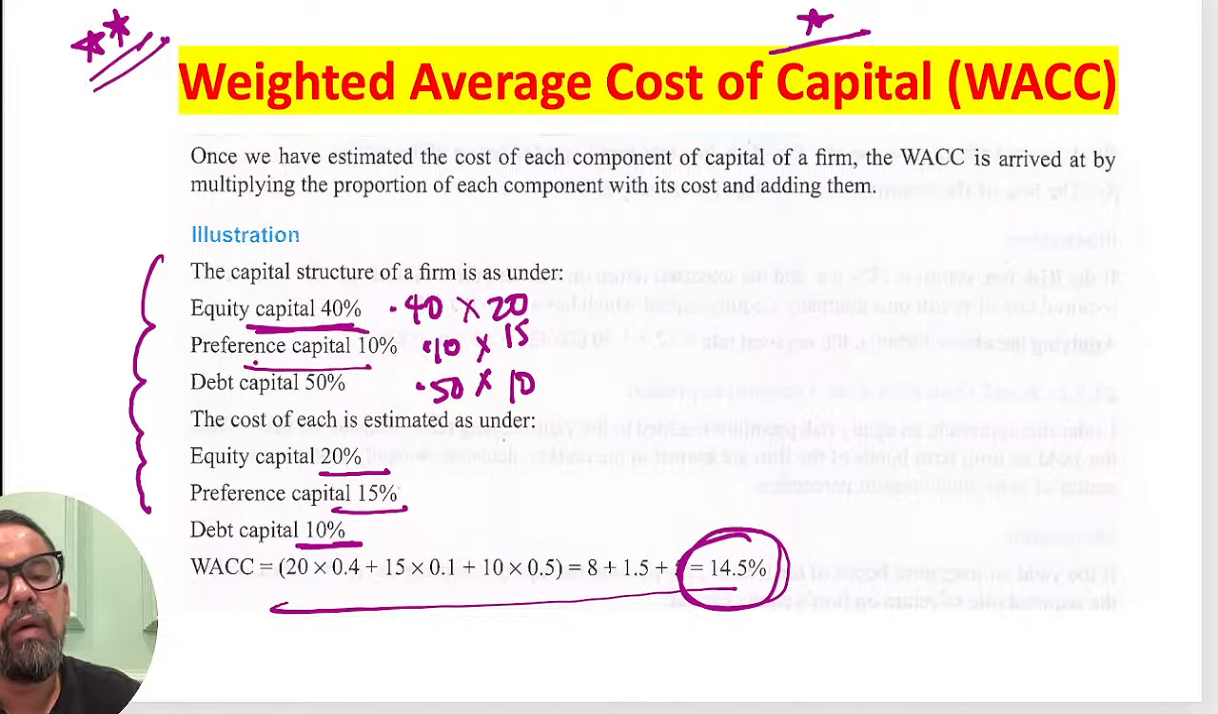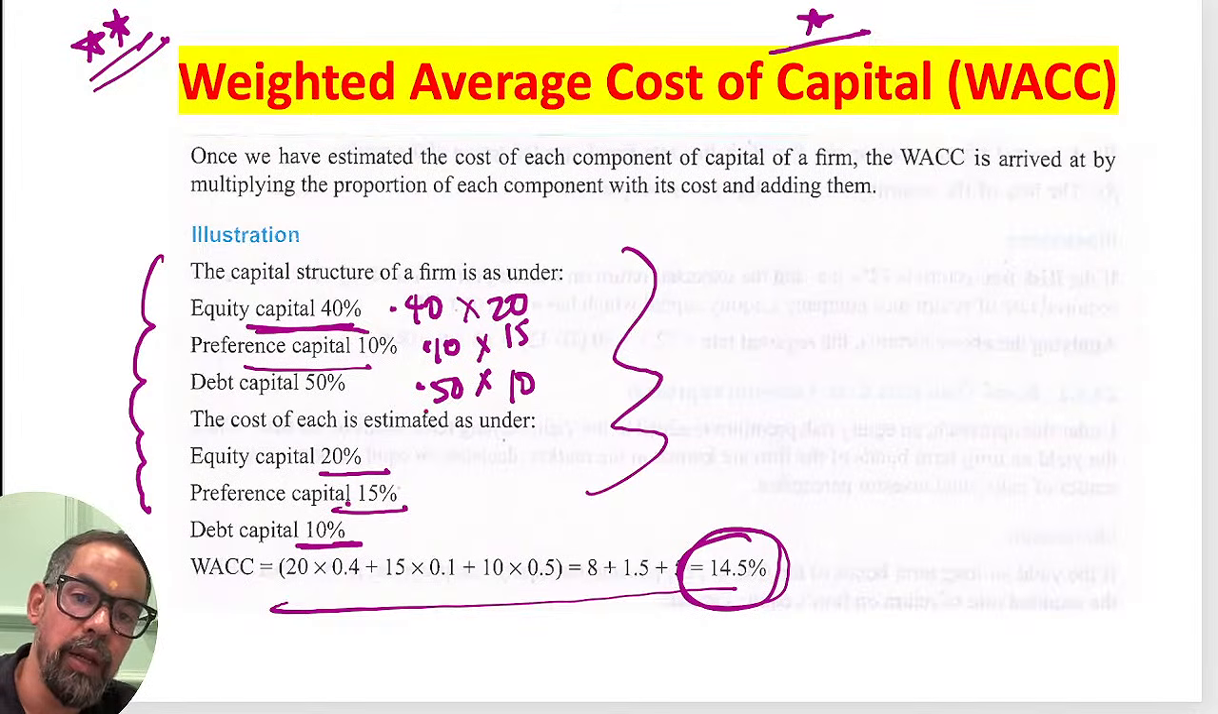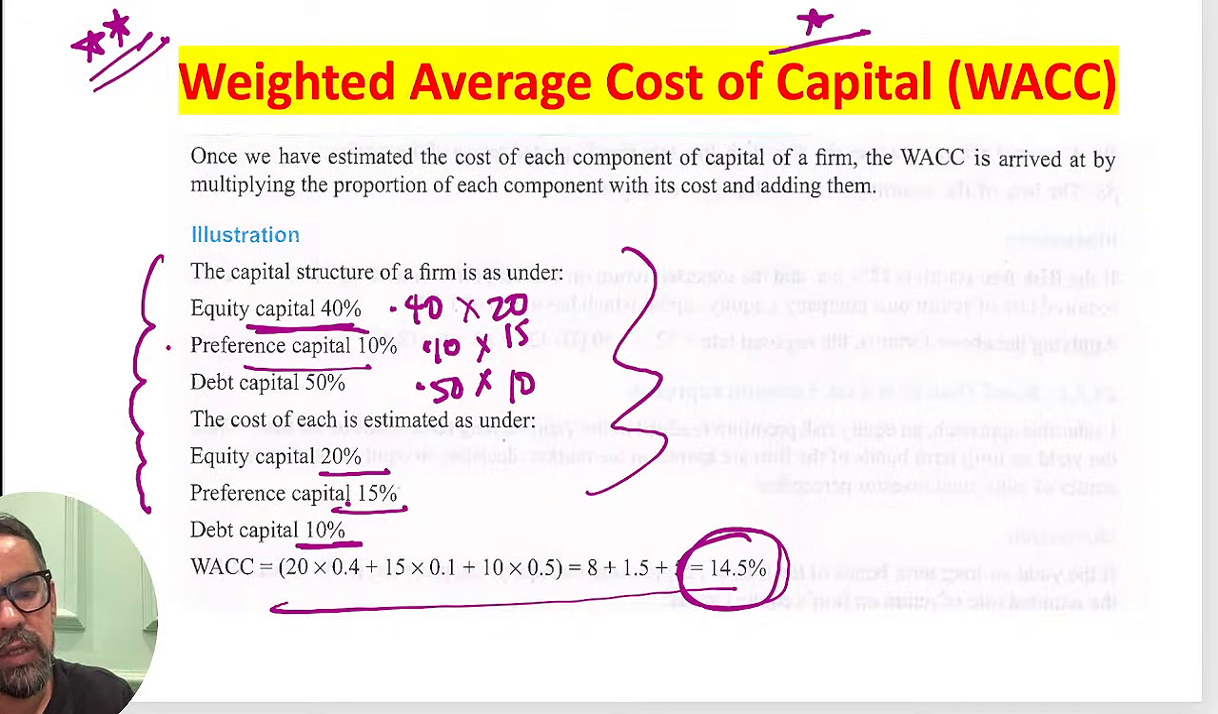Now if they change anything in their question, let's say the company is planning to exchange the preference capital with debt, you have to answer how it will impact the business. So if this is the question, the company is planning to replace preference capital with debt, how will it impact the company's overall weighted average cost of capital?